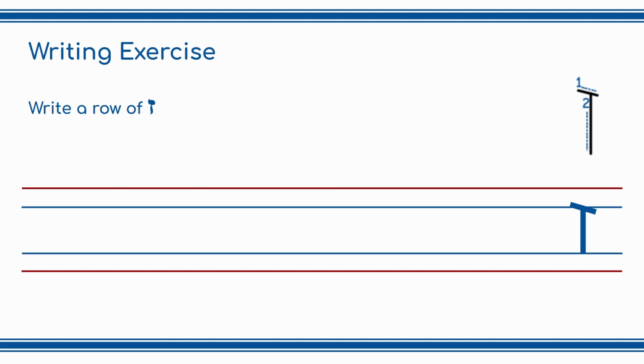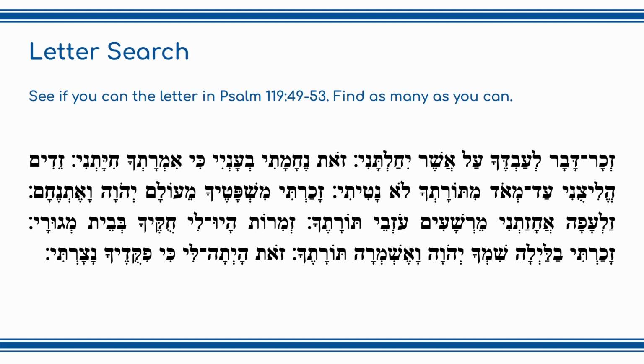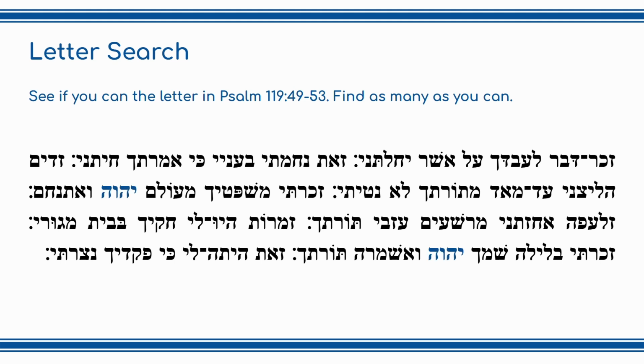Okay, so moving on, we're going to do a letter search for Psalm 119. What you're going to do is try to find as many Zayins as you can. I'll remove the vowels so you can see the consonants more clearly, and I will highlight God's name in blue so you know where it is. I'm going to give you maybe 10 seconds to find as many Zayins as you can. All right, ready, set, go.